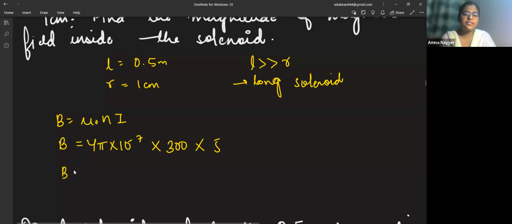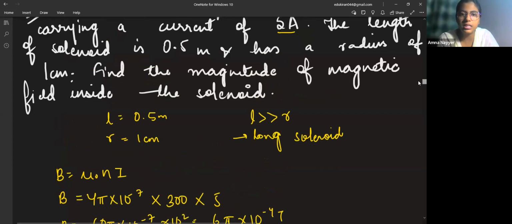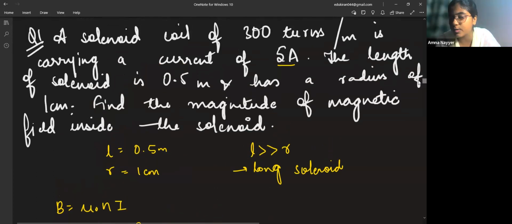So the magnetic field becomes 60 pi into 10 to the power minus 7 into 10 to the power 2. Finally, leaving it in terms of pi, it is 6 pi into 10 to the power minus 4 Tesla. This is the magnetic field. Note it down. One more question we'll do with the help of discussion. If you have not understood anything in this question, let me know. The next question I'll discuss.